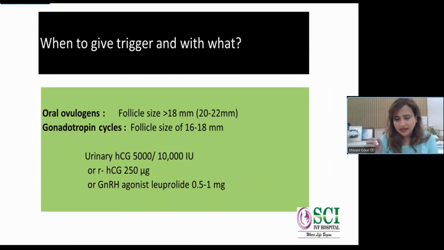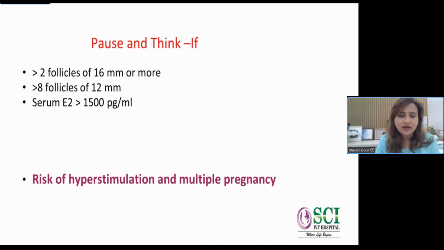So first, practically speaking, how is this applicable to us? First, speaking about IUI cycles. What to give as trigger and when? For oral ovulogens, follicle size more than 18, 20 to 22, because cytoplasmic maturation takes time. So there is no panic, no urgency to rush for the trigger. In gonadotropin cycles, 16 to 18, and the trigger is with urinary HCG 5000 to 10,000, recombinant 250, or if you are using a GnRH agonist, something like leuprolide acetate, then 0.5 to 1 milligram.